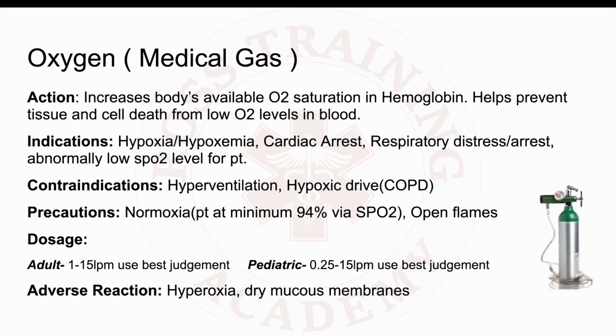So a contraindication is going to be hyperventilation and then the hypoxic drive or the COPDers who normally have lower oxygen levels. Some precautions are going to be normoxia or just 94% on the SpO2 reading, and then open flames. You know, oxygen isn't combustible, but it does aid with combustion. And then the dose for adults and pediatrics, pretty much the same, 2.5 to 15 liters per minute. Just use your best judgment on who should receive what type of dosage. And then some adverse reactions, dry mucous membranes, and then hyperoxia.